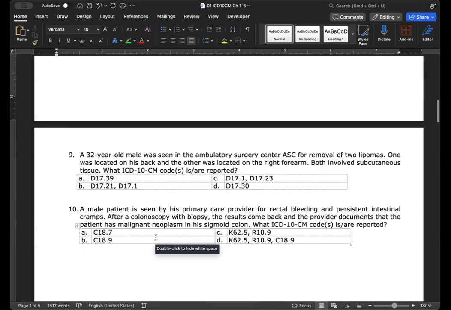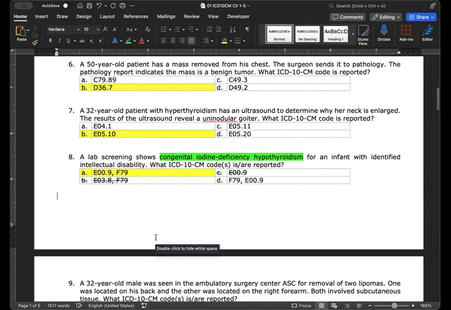Sorry, just backtracking a little bit. Whenever a patient comes in with a disability, we code the disability first for the reason for the encounter? No. In this instance, they are there for the screening. So the reason for the encounter is going to be for your hypothyroidism. Okay. Thank you. You're welcome.